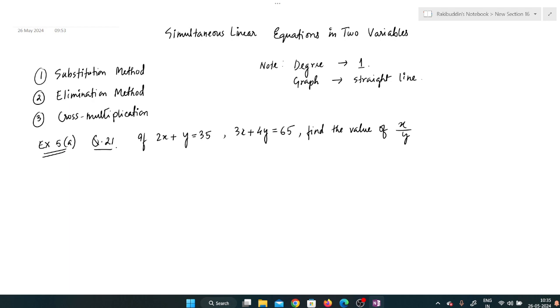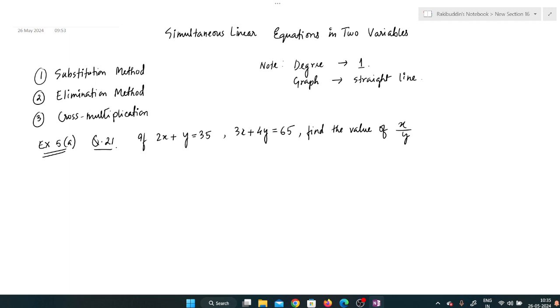It is an equation where there are two variables and it is linear, therefore the degree will be 1. And a linear equation, the graph of a linear equation always represents a straight line. So now we will begin with substitution method. I have chosen question number 21 from exercise 5A.